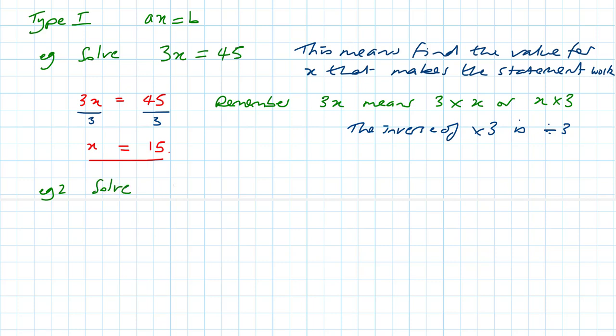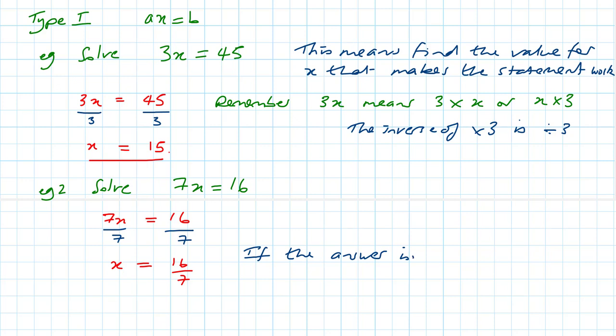So second example, similar situation. 7x equals 16. So the scenario here is, write out the question. We're going to divide both sides by 7 because we want x to be left on its own. So x is equal to 16 over 7. Now this time we can't simplify this, so we're going to leave it as an improper fraction.